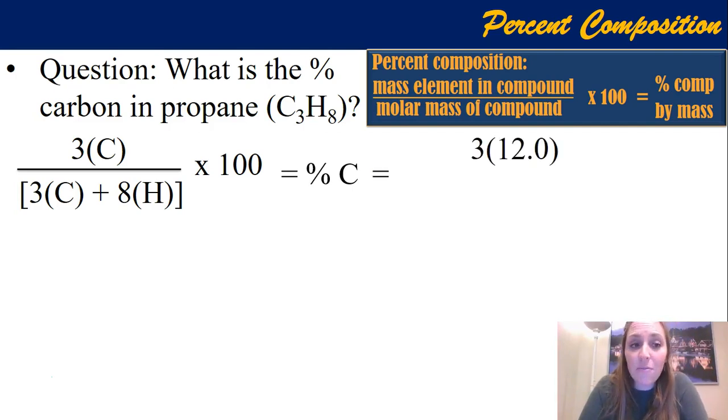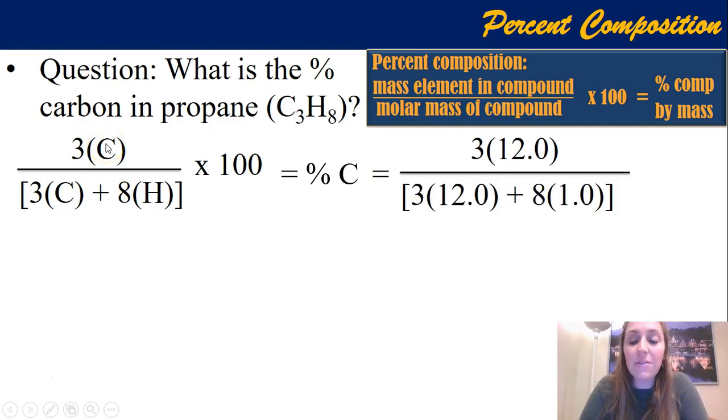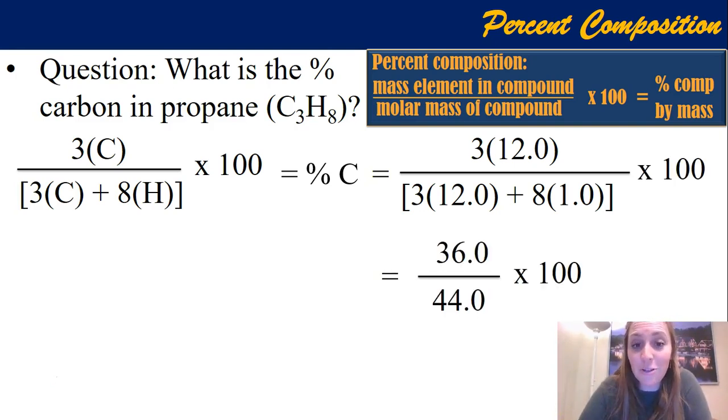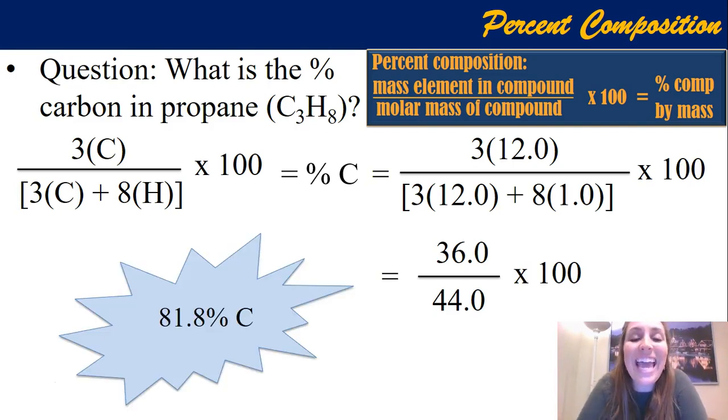We've got 3 times 12 on the top because carbon's mass is 12, divided by 3 times 12 plus 8 times 1. Be absolutely sure that everything on the bottom is solved or put in parentheses if you're going to plug this into your calculator. If you don't have these brackets on the bottom, these extra parentheses, then it'll totally mess up your answer because the order of operations will be all messed up. All right, so don't forget to times by 100. You'll get 36.0 divided by 44.0 times 100. So this is 81.8% carbon.